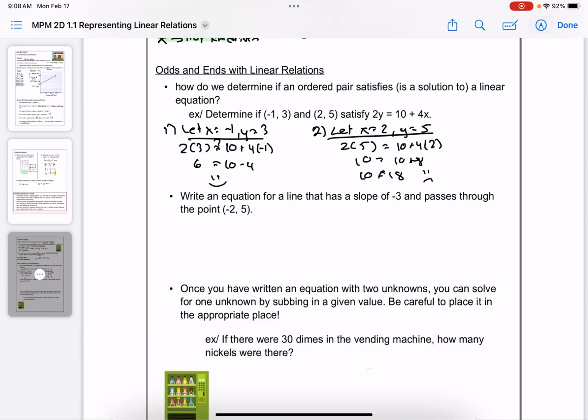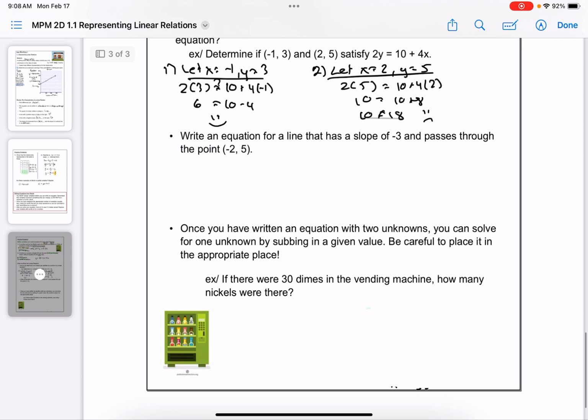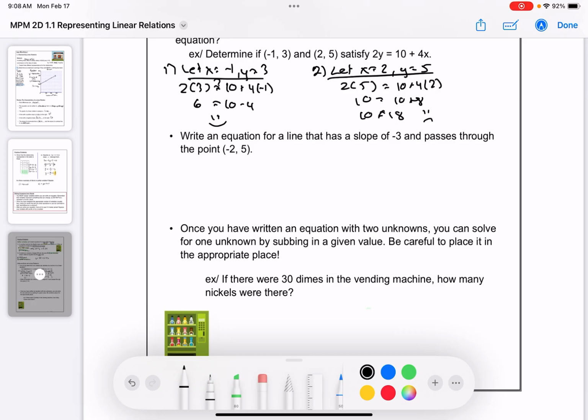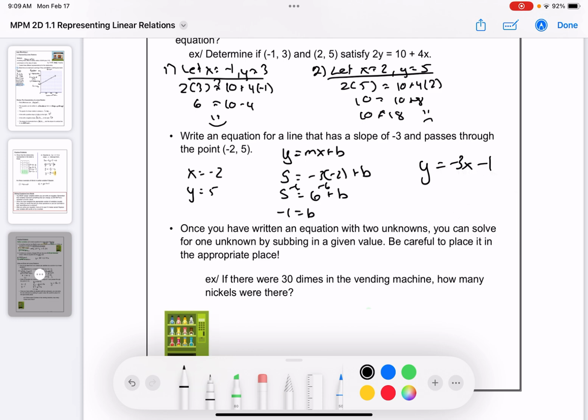The next example is asking you to write an equation of a line. We've done that too. Again, this is all just nice review of things that we did last week. Write an equation for a line with a slope of -3 that passes through the point -2, 5. Remember, we start from y equals mx plus b, x equals -2, y equals 5. So 5 equals -3 times -2 plus b. 5 equals 6 plus b. We're going to subtract 6. -1 is b. And then y equals -3x minus 1. That again we talked about last week at some good length, so hopefully that is familiar.